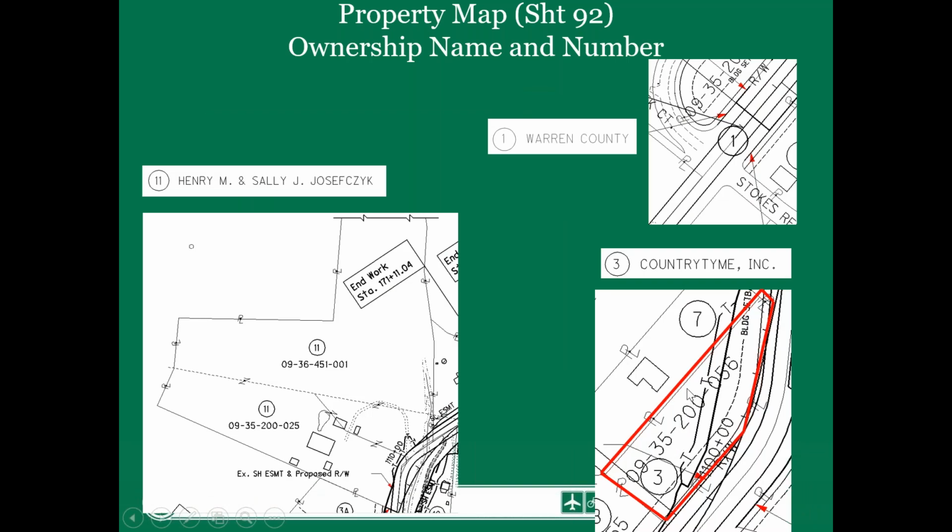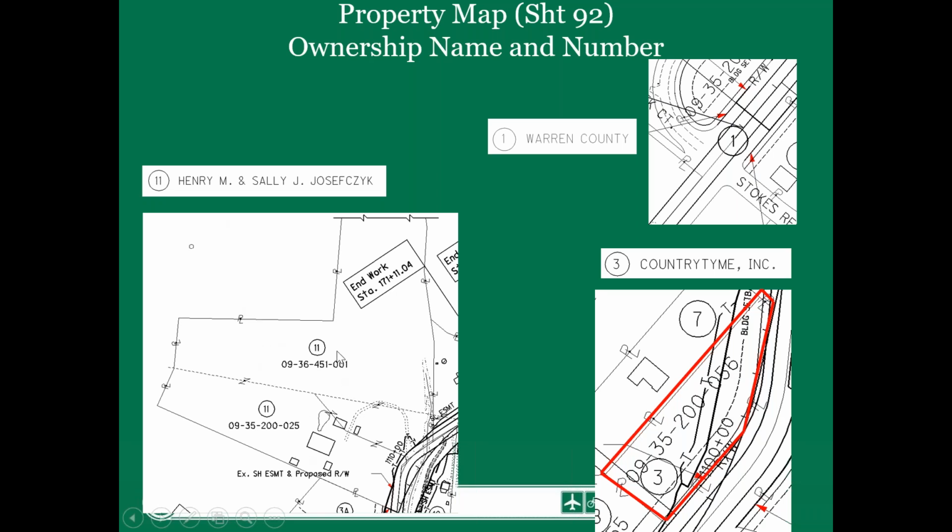So we've identified as shown parcel 1, Warren County. The underlying fee of our roadway is Warren County, and we've identified it as property owner 1. Country Time, which is a developer, owns parcel number 3, which is actually right here, there's the boundary of 3.